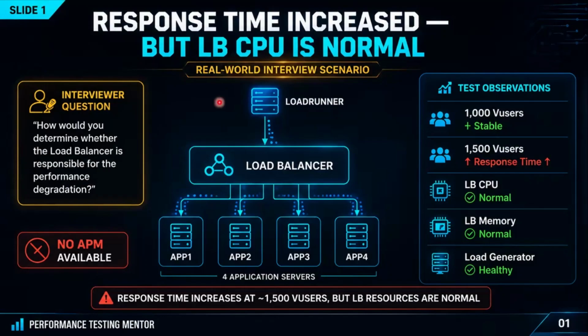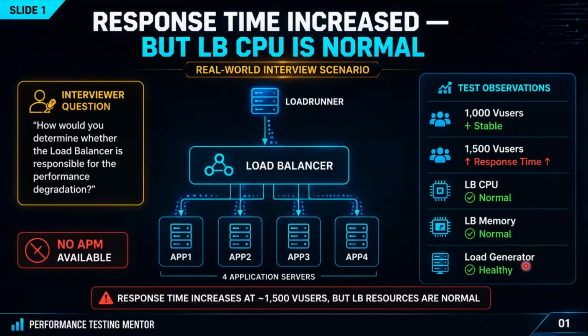Imagine I am running a LoadRunner test against an application where the traffic goes through a load balancer and then to the four application servers. For this example, I am using this simplified architecture. At around 1000 virtual users, everything looks normal. But when the load reaches around 1500 virtual users, response time starts increasing.